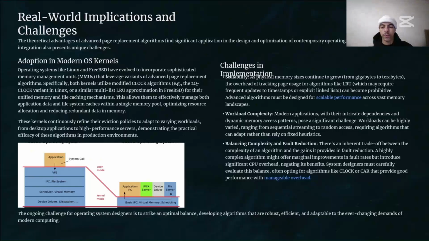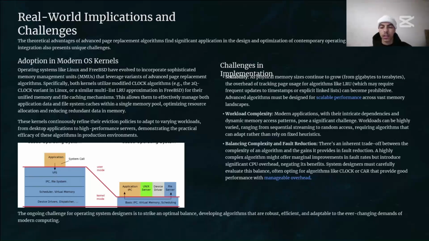Workload complexity. Modern applications, with their intricate dependencies and dynamic memory access patterns, pose a significant challenge. Workloads can be highly varied, ranging from sequential streaming to random access, requiring algorithms that can adapt rather than rely on fixed heuristics.